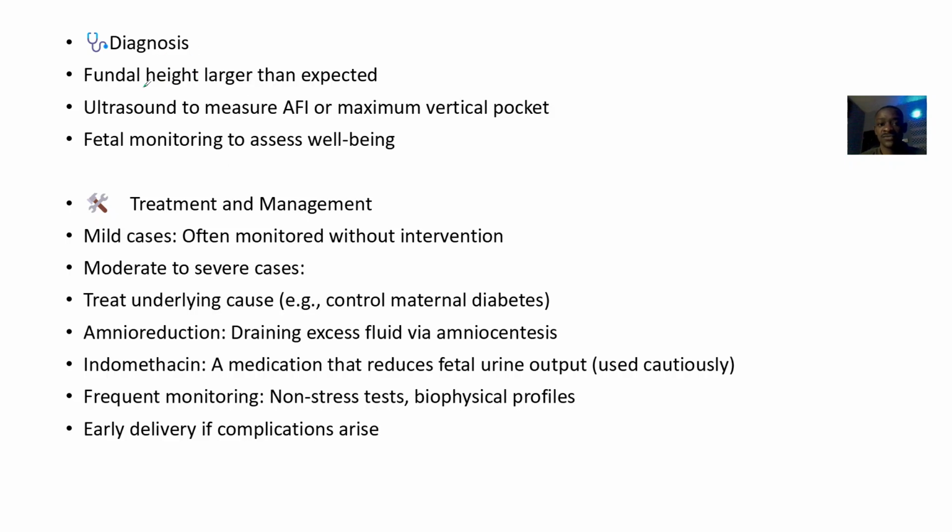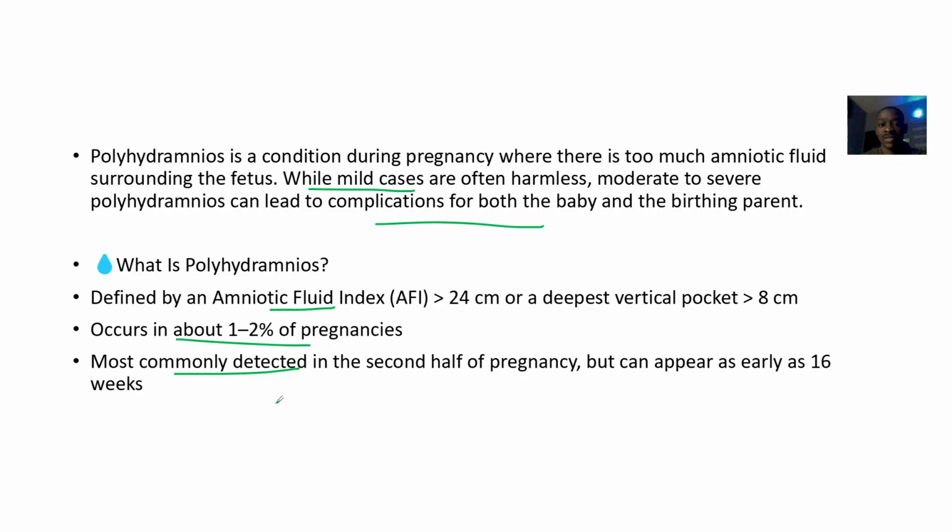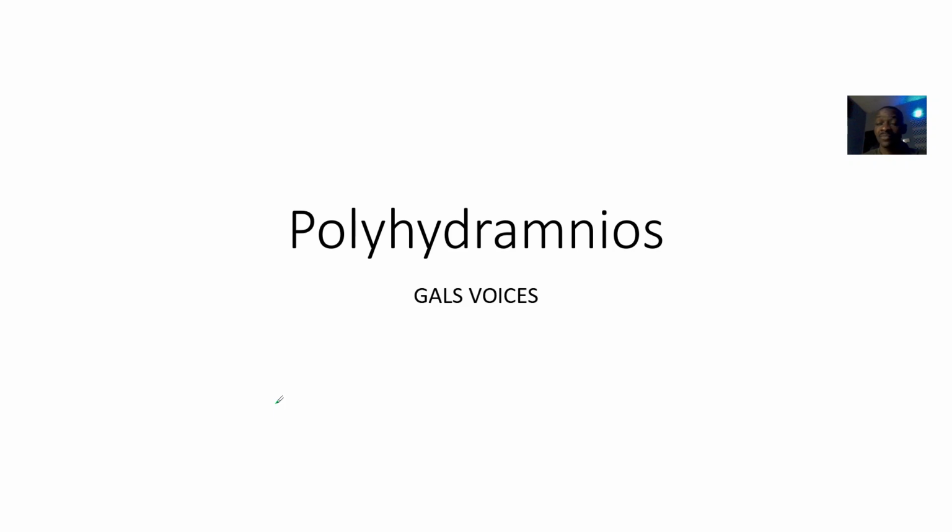So diagnosis: fundal height larger than expected, ultrasound to measure the amniotic fluid index or maximum vertical pocket, fetal monitoring to assess the well-being. Right. So treatment and management: mild cases, often without intervention. Moderate to severe cases, you treat any underlying cause, you control maternal diabetes, amnioreduction, you are draining excessive fluid through amniocentesis. Then indomethacin, frequent monitoring. Then early delivery, if you know that complications will arise. So that's a beautiful story behind polyhydramnios.